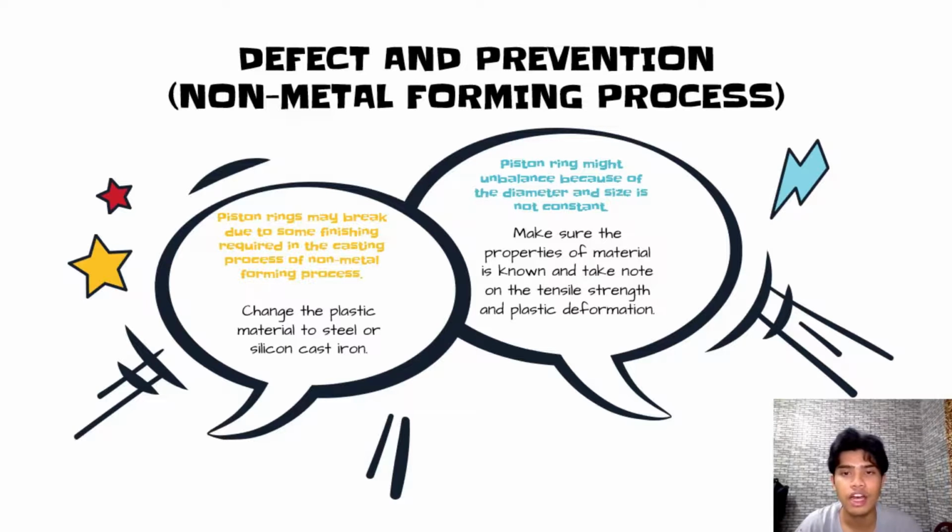After that, a piston ring might be unbalanced because the diameter and size are not constant. To prevent this, make sure the properties of the material are known and take note of the tensile strength and plastic deformations of the material.